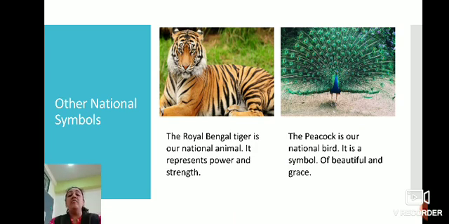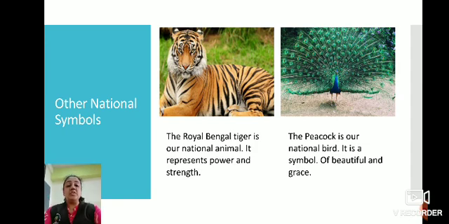Okay. Now we saw the national flag, then national anthem, national song, national emblem. Now there are some other national symbols also. See, these are other national symbols. The first one, the Royal Bengal tiger, is our national animal, and it represents power and strength. You can see the picture, isn't it?